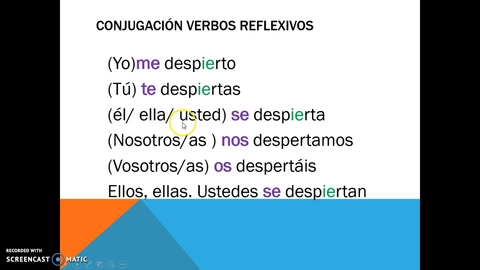Maybe you will have to use the subject with él, ella, usted, because se could be used for él, ella, usted, ellos, ellas, ustedes. So in this case, you will have to emphasize the person. And the other ones, you will know. If you say te, you know that is tú. If you use nos, you know that is nosotros. Okay? So when this is a reflexive verb, you will always use these reflexive pronouns to conjugate the verbs.